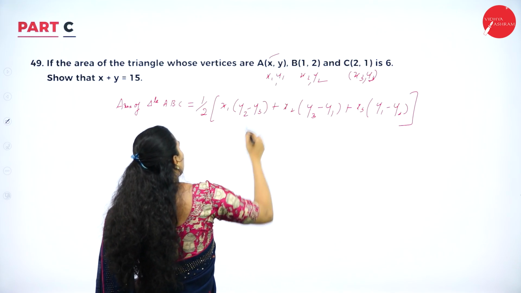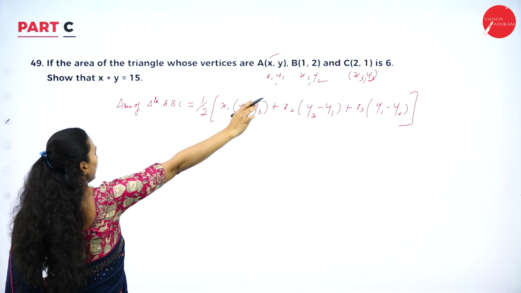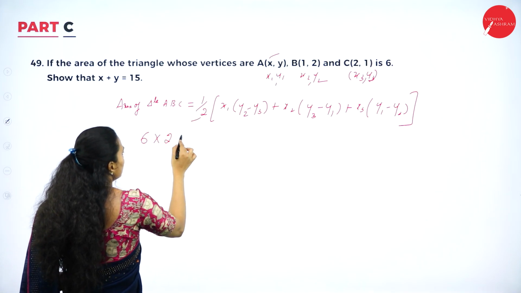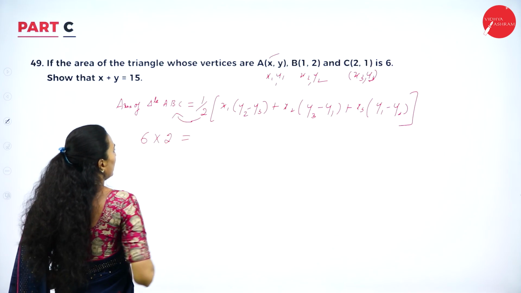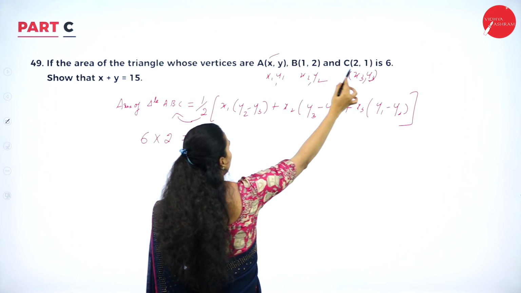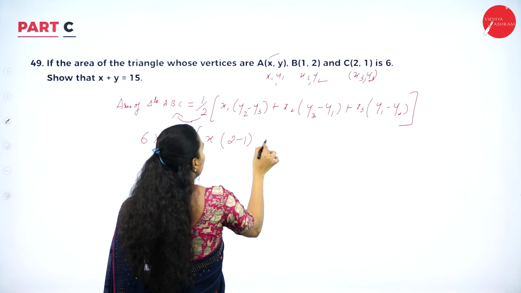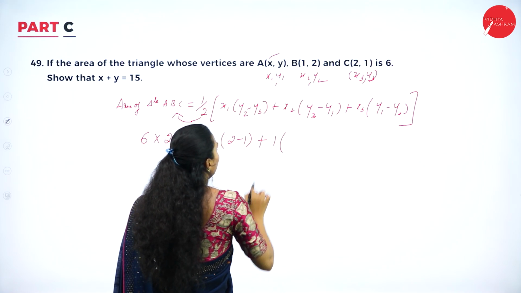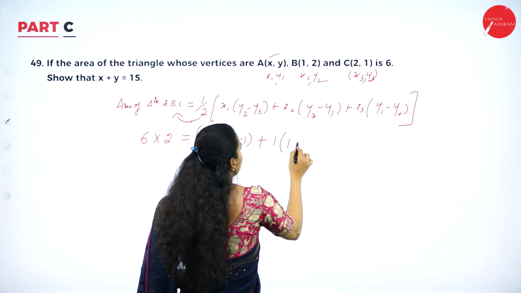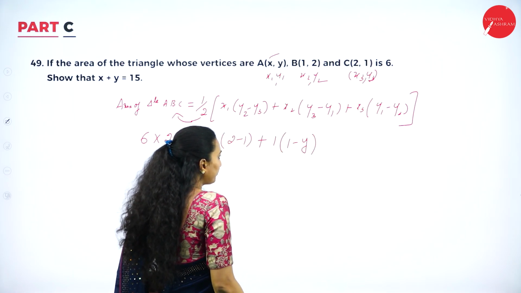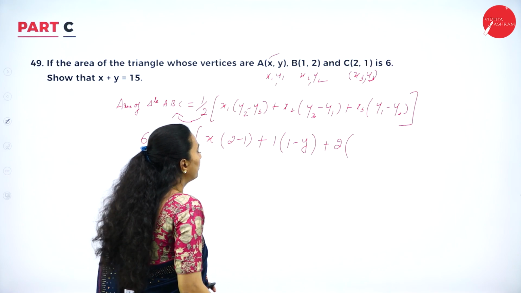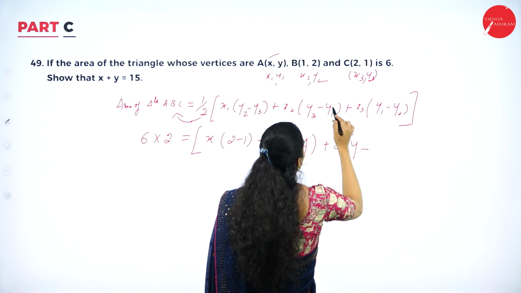Okay, are you getting? Now here let me substitute the area of a triangle. They have given it as 6. Now the 2 I am going to cross multiply, see, this 2 will come to this side, substituting 6 into 2 equals x1 which is x into y2 minus y3, which is 2 minus 1, plus x2 is nothing but 1 into y3 minus y1. y3 is nothing but 1 minus y. So 1 minus y, isn't it? Again plus x3, we know that is 2 into y1 minus y2. y1 is y, minus y2 is 2.